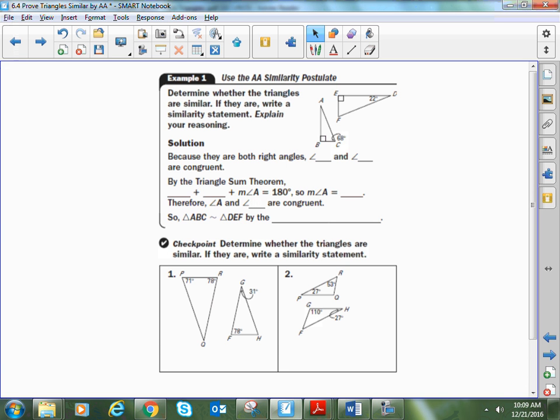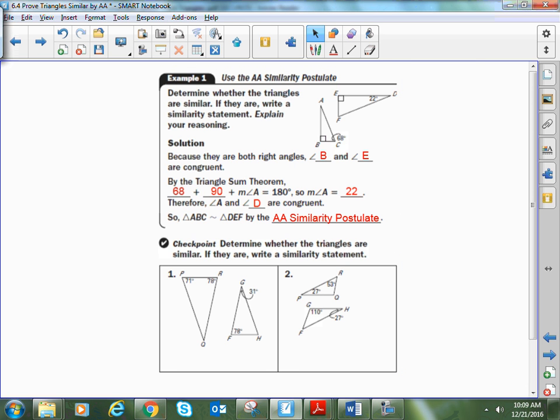Here, they are going to show that we do have two angles, B and E. They're right angles, so they have to be congruent to each other, because that was one of Euclid's first 5 postulates that he wrote all of geometry about: that all right angles are the same. So, by the triangle sum theorem, the two angles that we know, 68 and 90, have a sum of 158, so the measurement of angle A is 22 degrees. So that means angle A and angle D are congruent to each other. So the triangles must be similar to each other by the angle-angle similarity postulate.